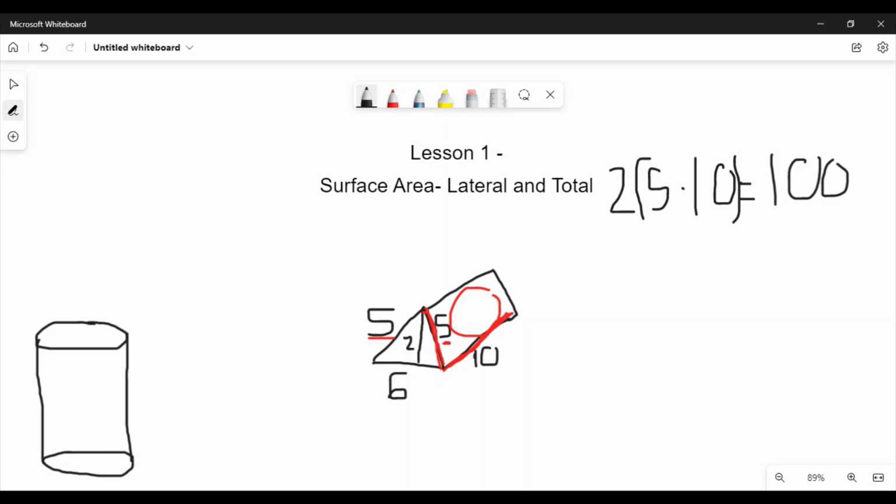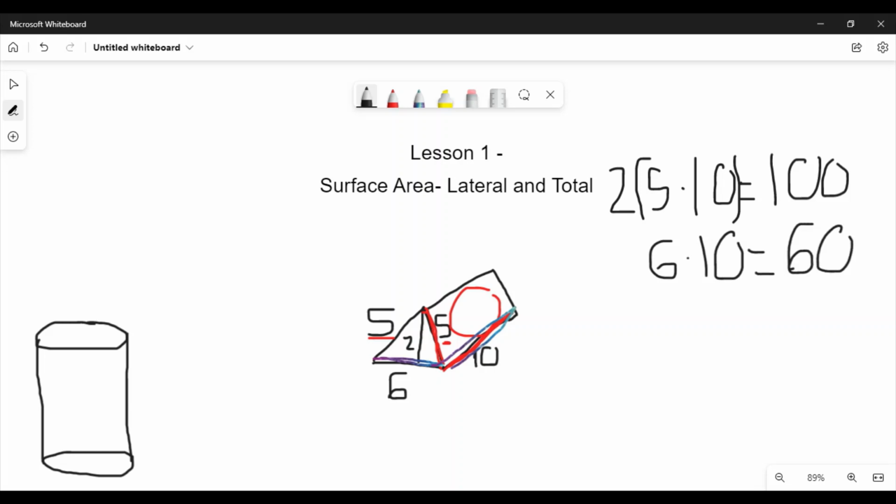And now that we have that, we have to find the next length, the bottom. So the bottom would be 6 times 10. So 6 times 10, and you don't multiply that by 2 because there's no other shape that's the same as that. There's no top to that. So it's just 6 times 10, that's 60.